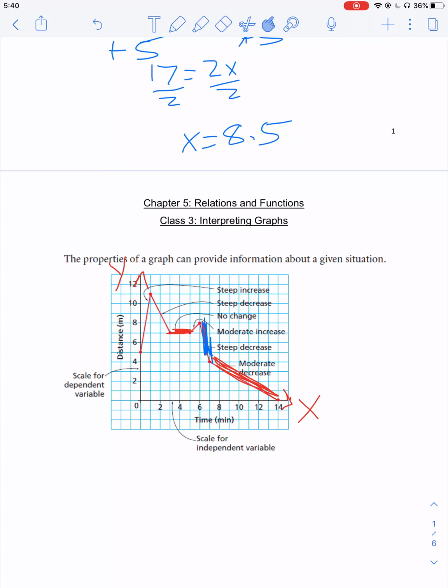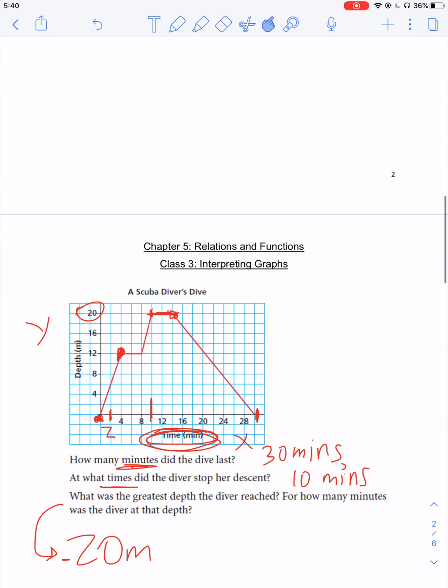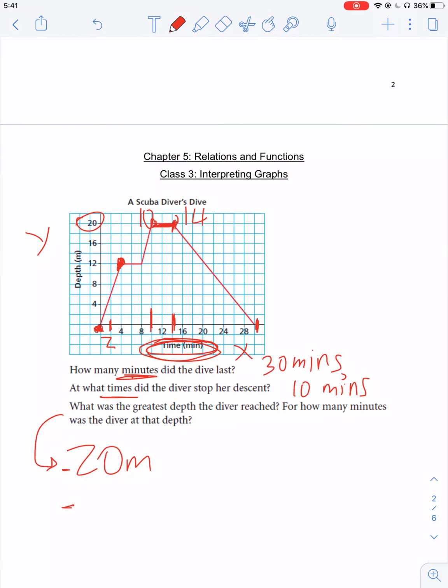Okay, now let's go back to the question. So there was no change in her depth from 10 minutes to this amount of time, which is in between. So 12 plus 2, that's 14, right? So from 14 to 10, there was no change. So she was at the depth of 20 meters for 4 minutes, because 14 minus 10 is 4.